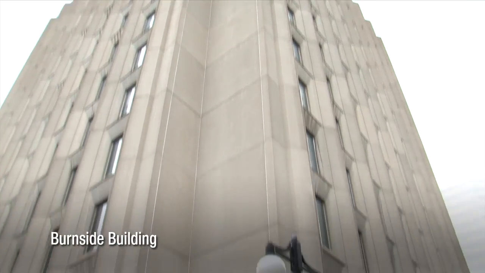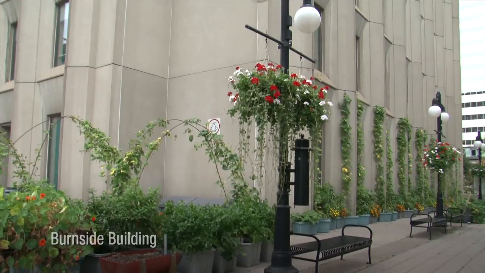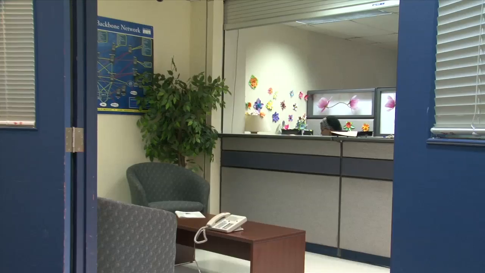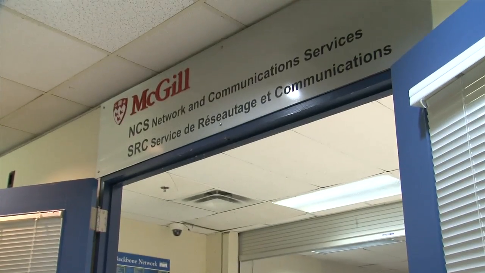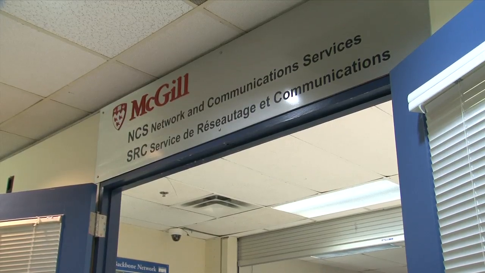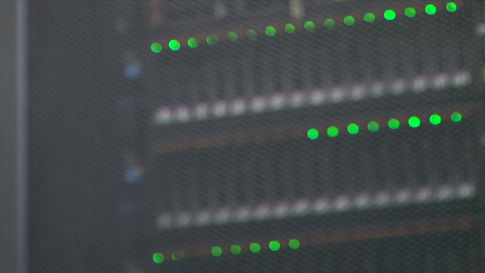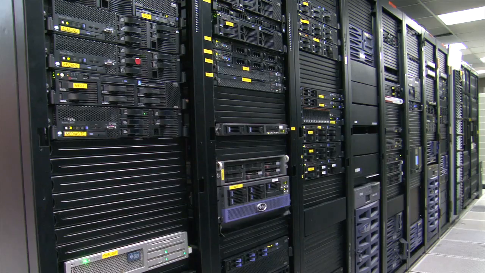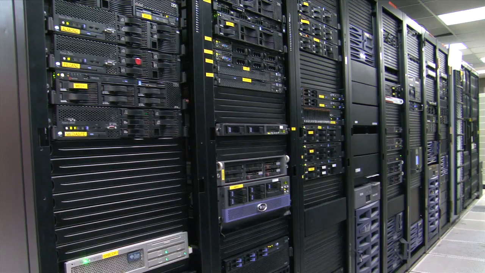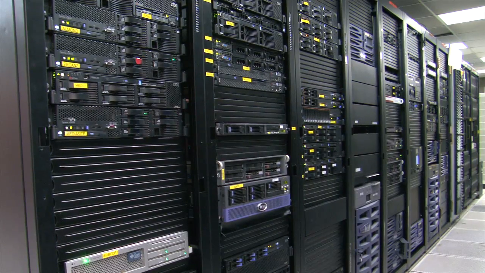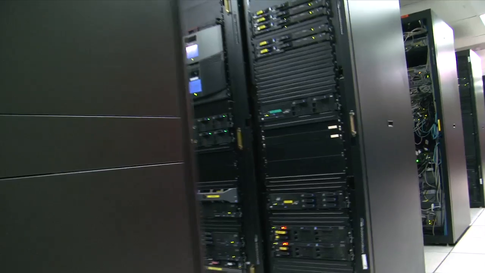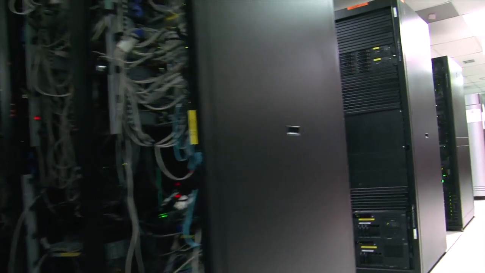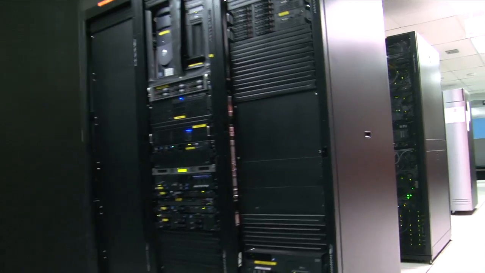This is McGill's Burnside Building, location of the math and geography departments. It's also home to networking and communication services, and the Datacentre. Located in the basement of Burnside, the Datacentre serves the entire university. The rows and rows of servers provide computing power and storage for more than 30,000 users spread all over campus.